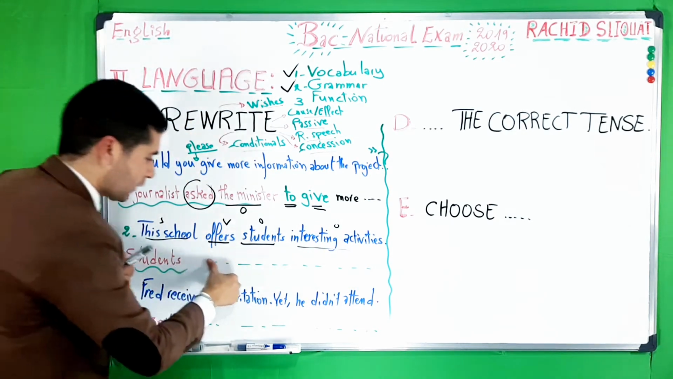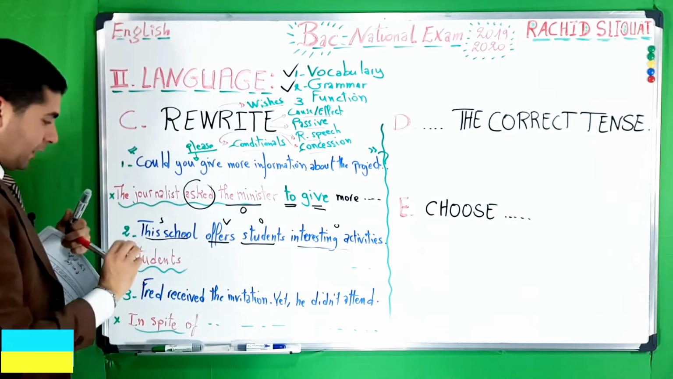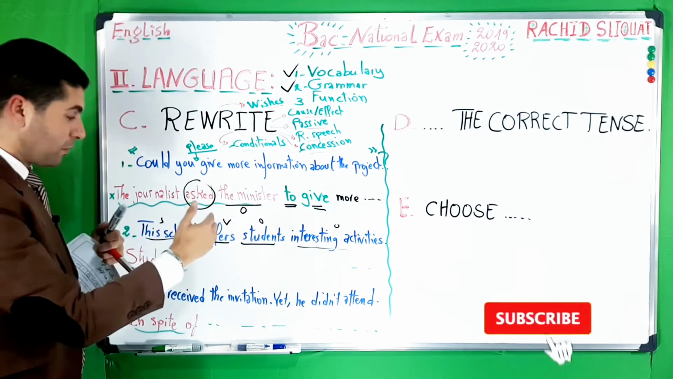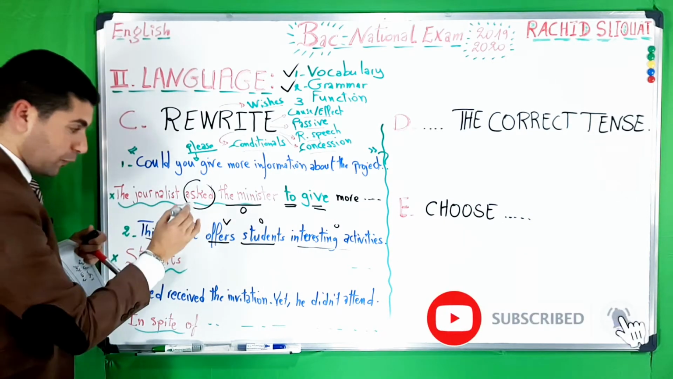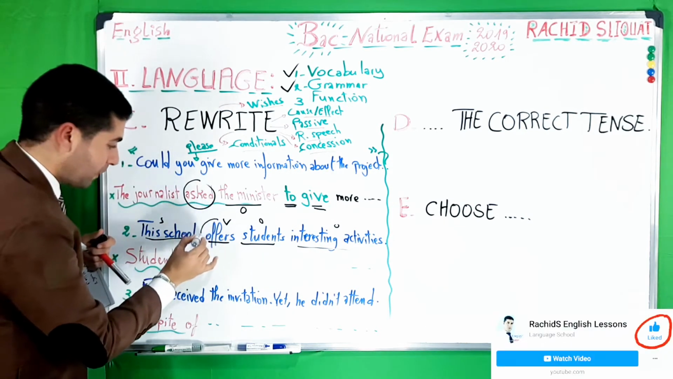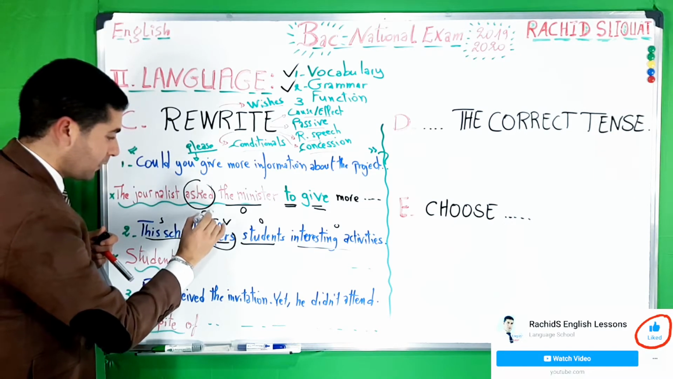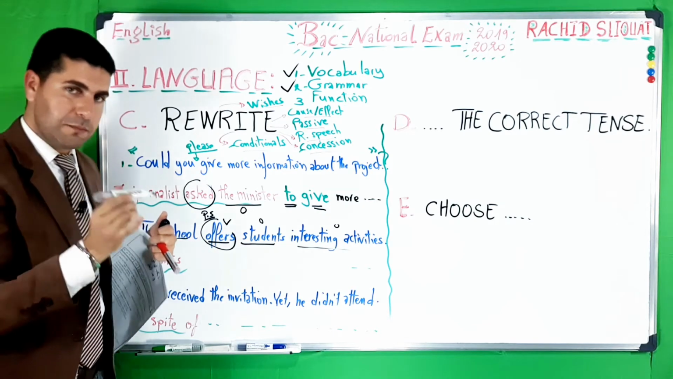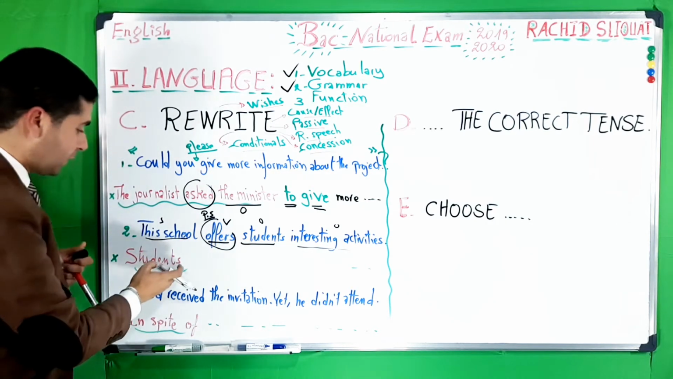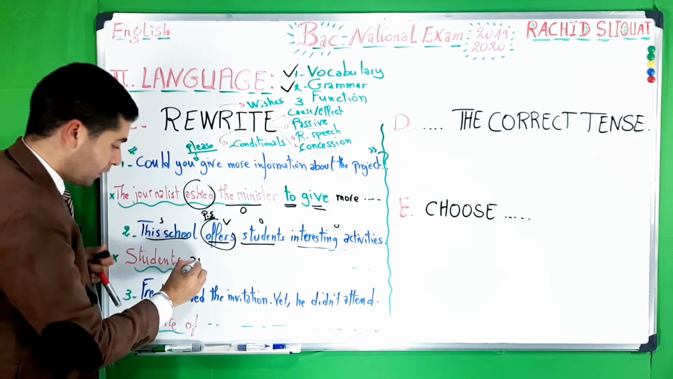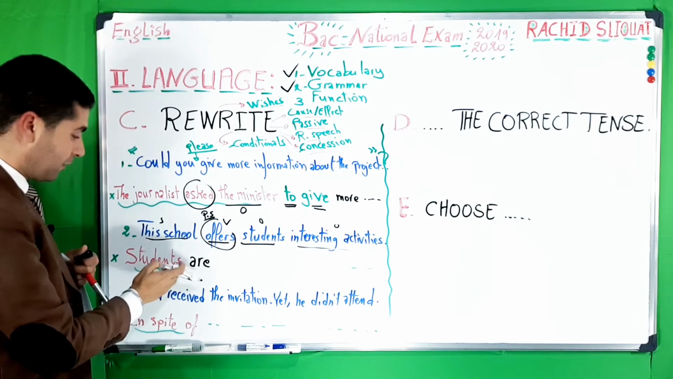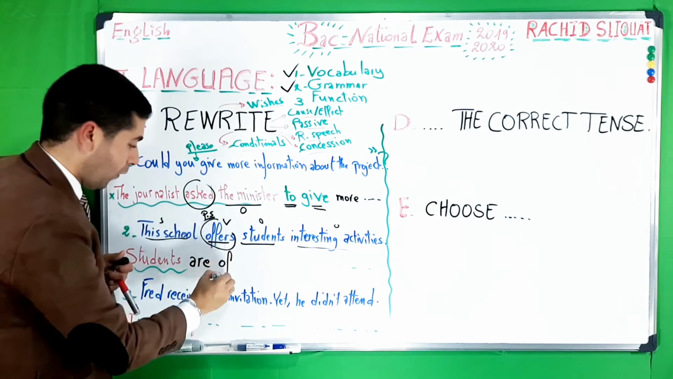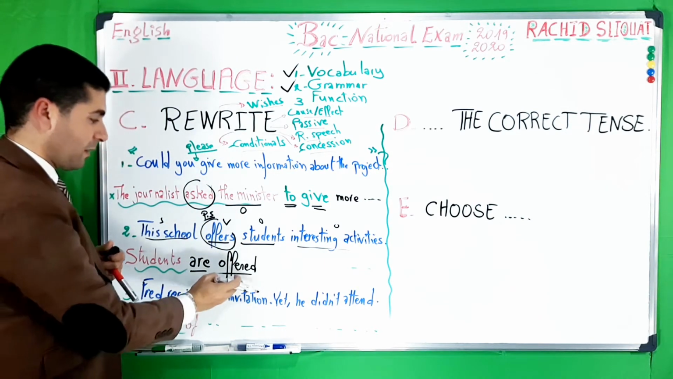So what would we say here to correct this? We said object plus verb be in the tense of the verb plus the past participle of the verb. So the first thing you have to keep in mind is the verb. What tense is this? This is the present simple. So the verb to be is going to be in present simple. Students, verb be in present simple, are. Why are? Very simply because we have students, plural. Are, and the past participle of offer is offered.